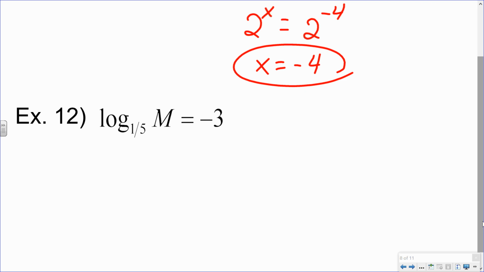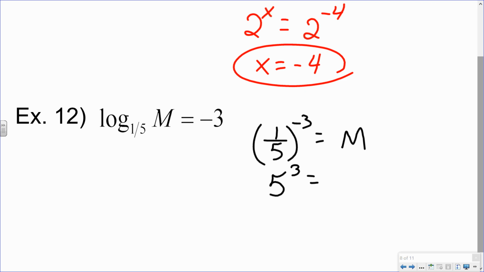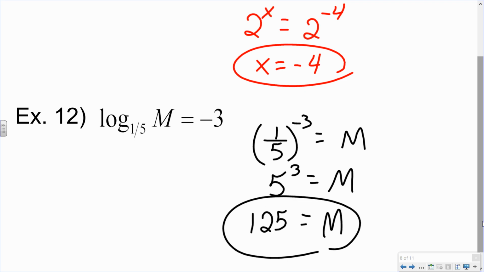And our last one for today. So Avery, would you set this one up, please? Okay, so we just need to evaluate that. And from what I just talked about a minute ago, with the minus sign, let's flip the fraction upside down and make that be 5 to the positive 3 is m. So m is how much, everybody? 125. So are we good with this new material? Any question?